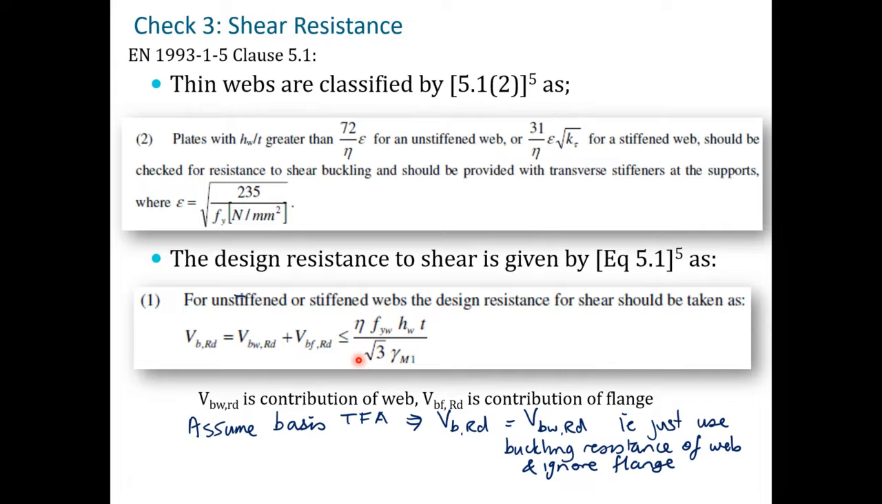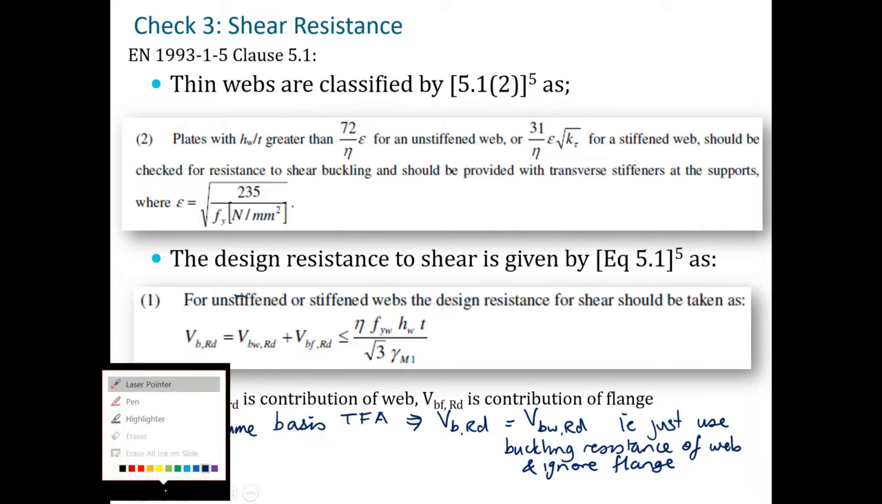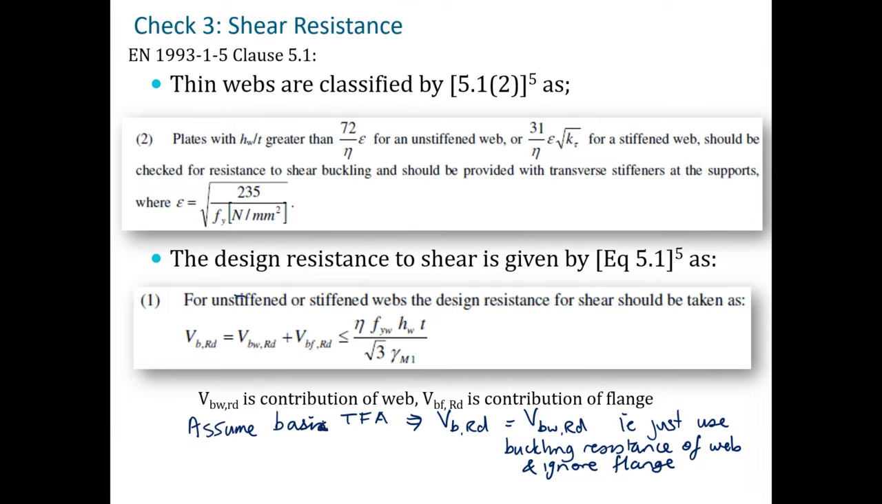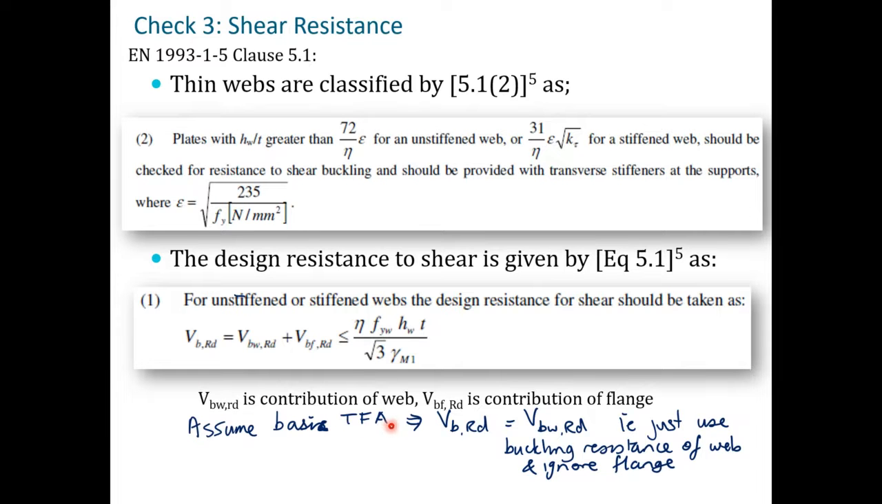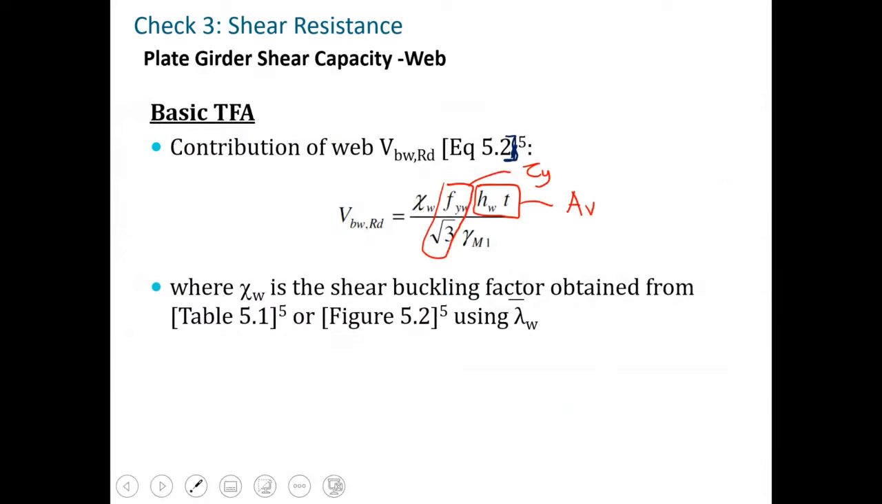Okay. So what we usually do in our design is we first say we'll only use basic tension field action. In other words, we're just relying on the web buckling, and we'll ignore the flanges. So that's the first thing we'll check. And if that's not good enough, if we haven't enough capacity within our web buckling, then we bring in our flange buckling as well. So that's what we did last time. We checked for the contribution of the basic tension field action, which is the contribution of the web.